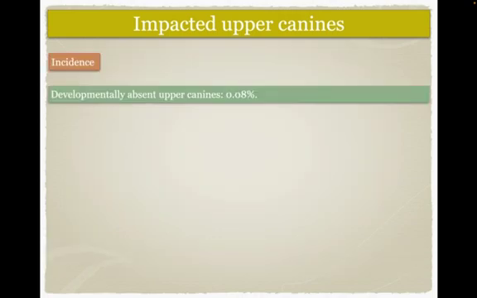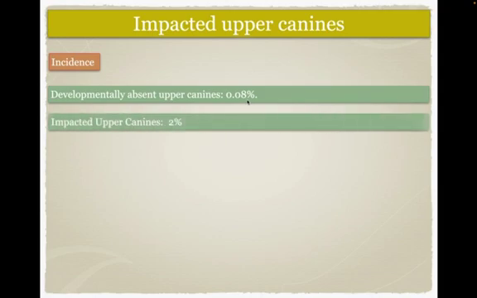Now usually if you have an absent canine, it's about 0.08%, which is very rare to have a missing canine. So if you have a patient with unerupted canine, usually it's more common to be impacted rather than to be missing, because it's seen in 2% of the population, while the absent canine is 0.08%, which is less than 1% of the population, definitely. So if you see a patient with no canine there, you expect to have this canine impacted rather than missing.